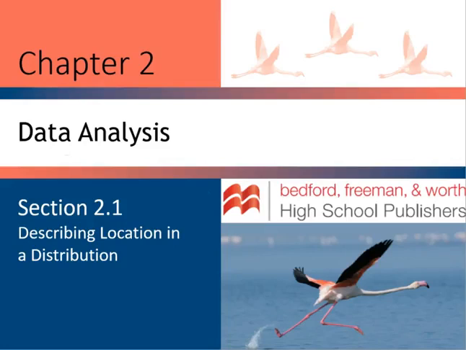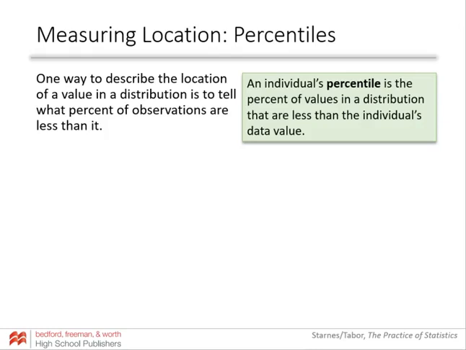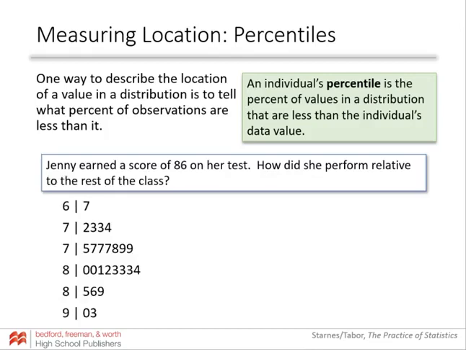Section 2.1, we're going to look at ways to describe the location of a data point within a distribution. The first way we're going to look at is called a percentile. That is, it tells you the percent of the values in the data set that are less than that specific person's. All right, so we'll look at an example.